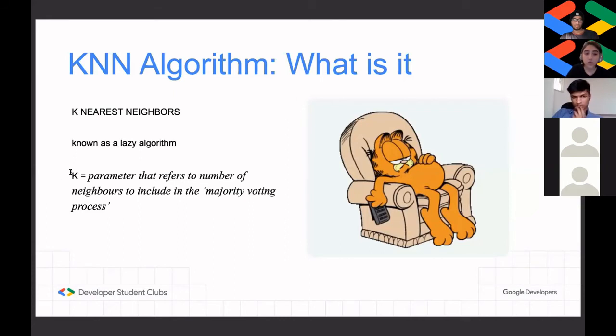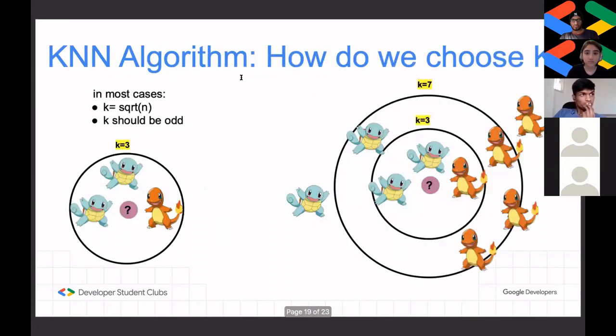Just going to mention that what K stands for here is a parameter that refers to the number of neighbors to include in something called the majority voting process. If you don't understand what that means, that's fine. We're going to explain that in the next slide.